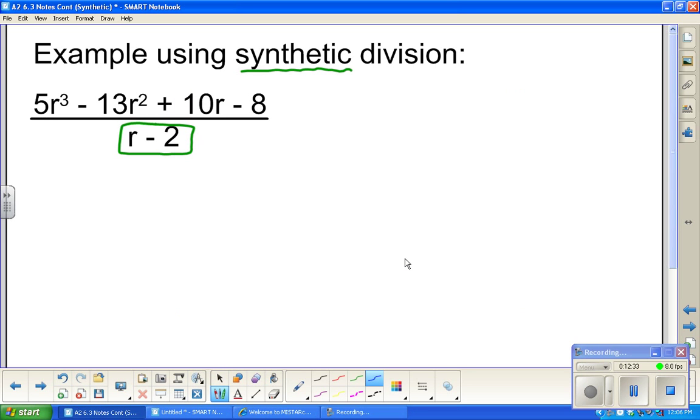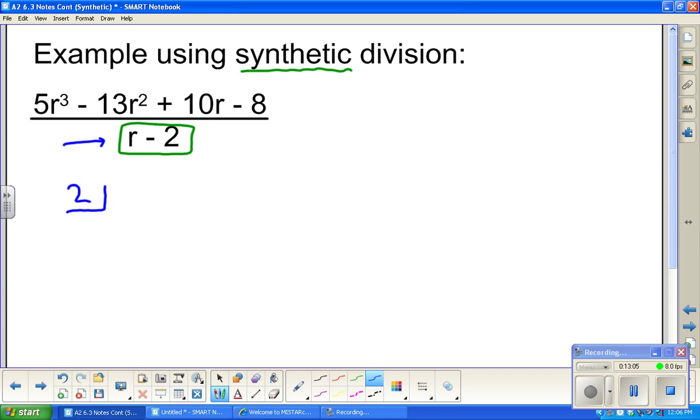Okay, and it's going to seem kind of weird and random at first, so just bear with me on the first one or two. Then you'll get the process down. So here's what we do. Again, it's kind of a weird process. You look at the thing you're dividing by, r minus 2, and we take the opposite of the number there. So instead of a minus 2, I'm going to take a positive 2. We're going to do some calculations with that, but I want to put a little half box around that to know that it's separate from the rest of my problem. We take the opposite and throw that in a little half box.